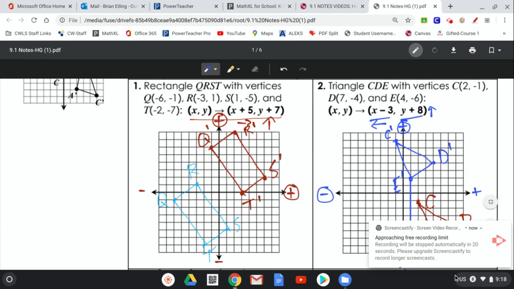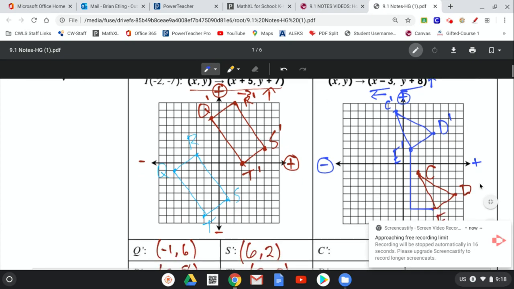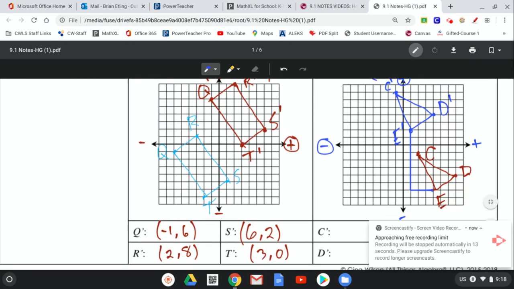All right, so if we look at the 2 triangles, they look similar because they are. We preserved those sides and angles. All right, it's a rigid motion. So in the next video, we'll figure out the coordinates and keep going.